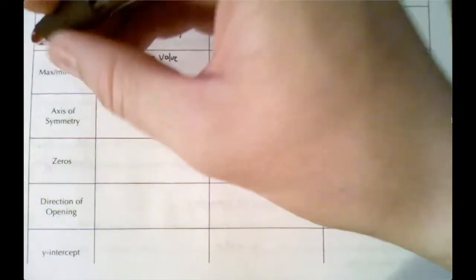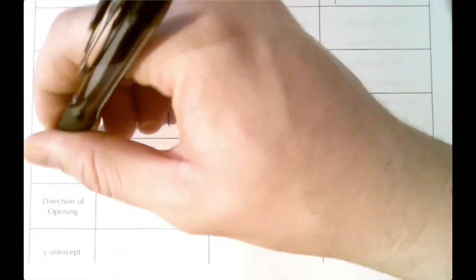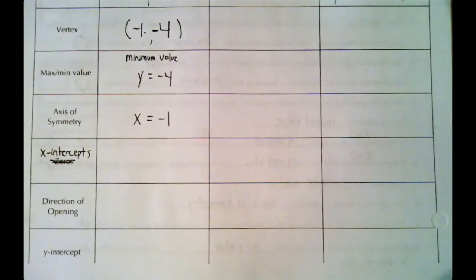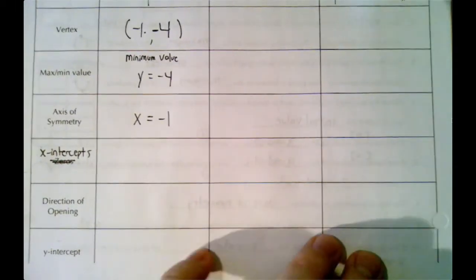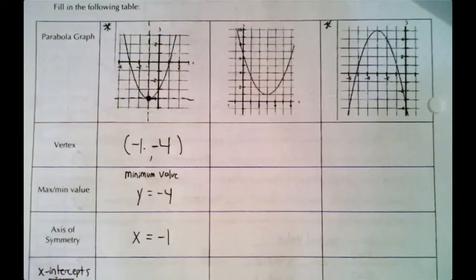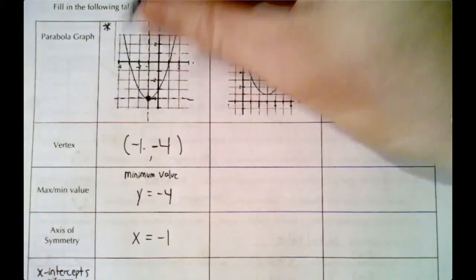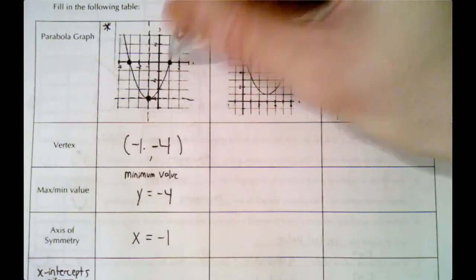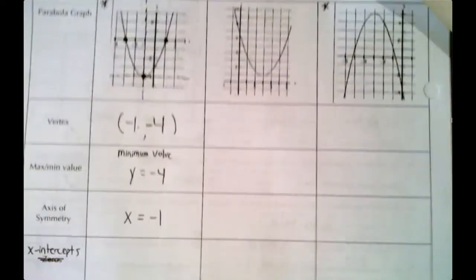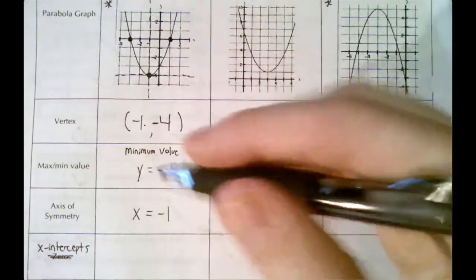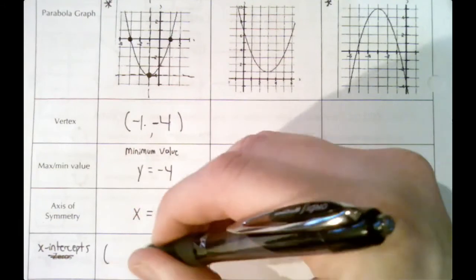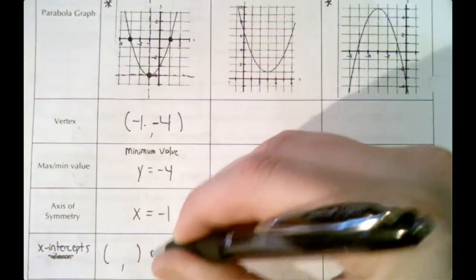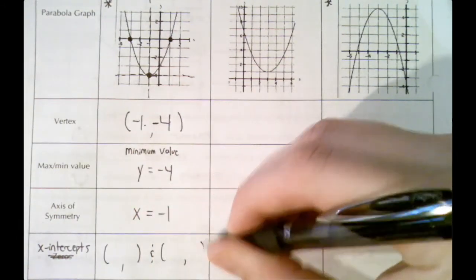Zeros. I'm going to relabel this. X-intercepts. Now the reason it was called zeros is because it's where the y value is 0 on the graph, and where the y value is 0 is where the x-intercepts are. So it's here and here. So the x-intercepts are points. We have 2 of them, so we need to write the coordinates of 2 points.